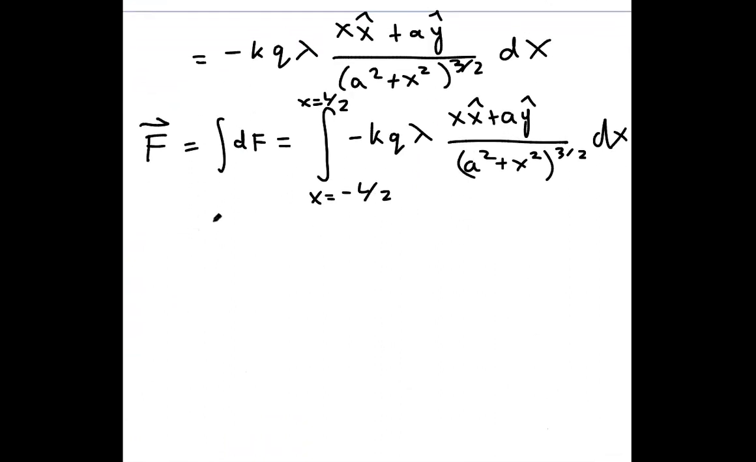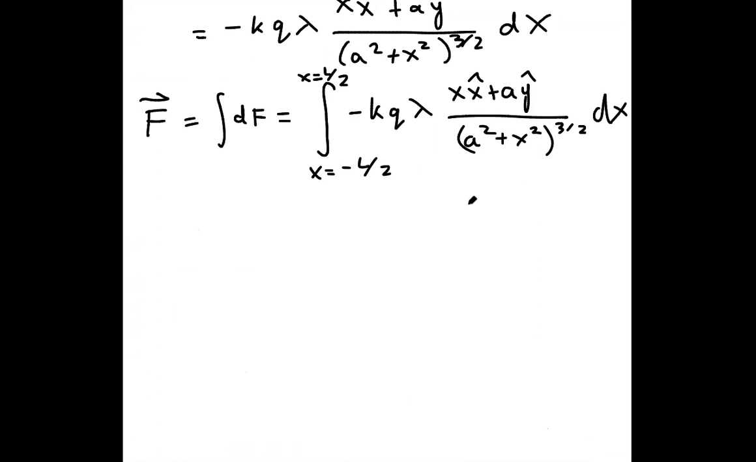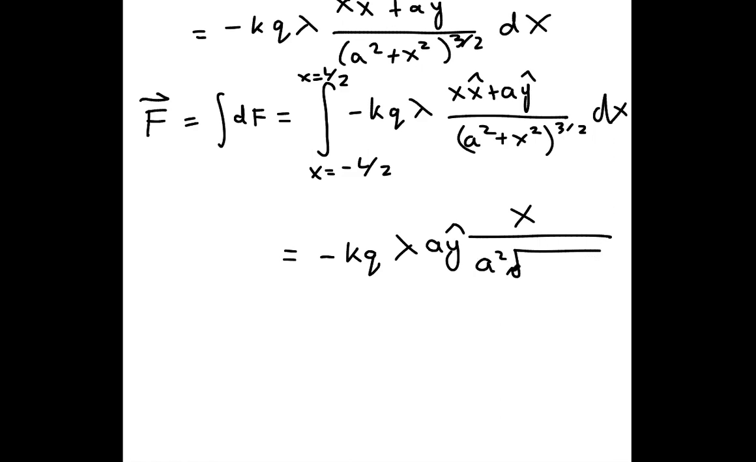And so now I won't actually resolve this integral for you. You can use a table of integrals to find what this value is. I'll just resolve it because I've done this beforehand. So this is just negative kq lambda a y hat x over a squared times the square root of a squared plus x squared, from negative L over 2 to L over 2.